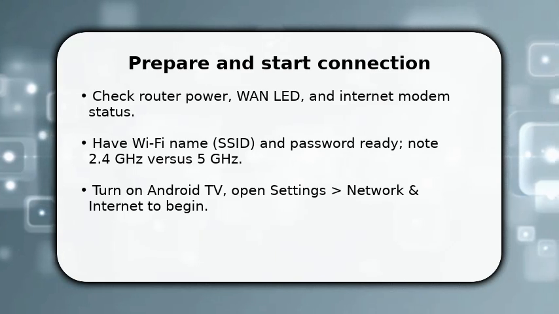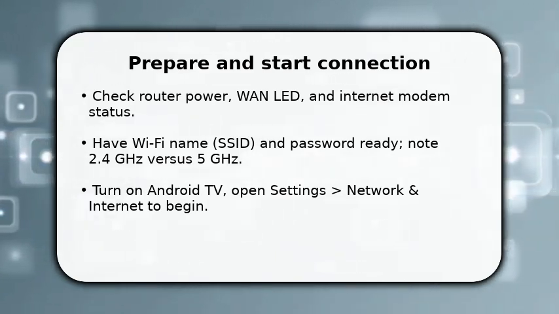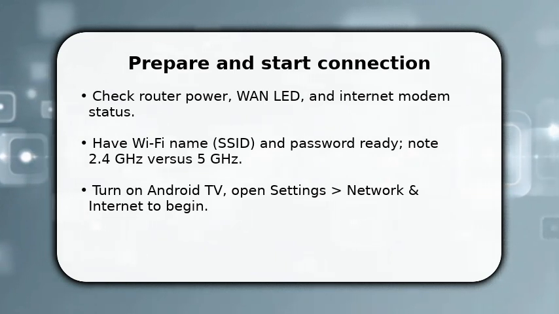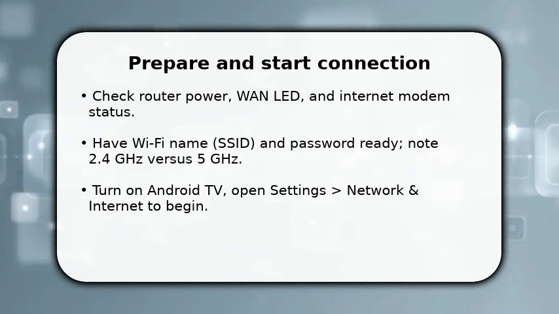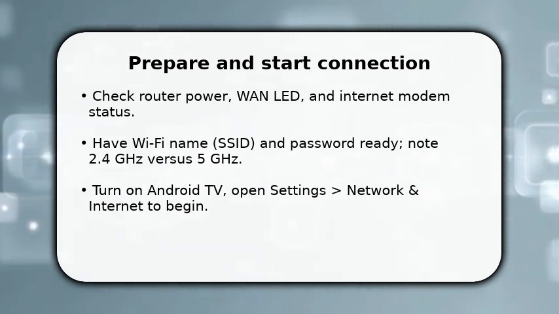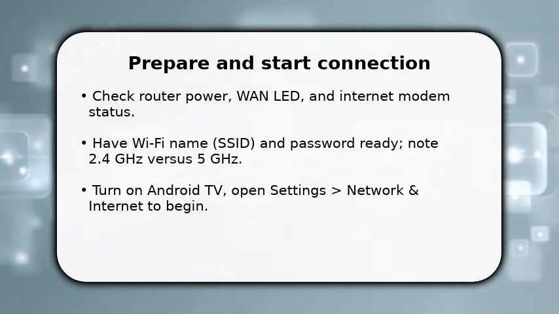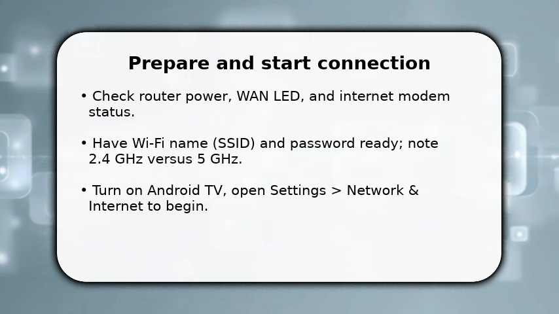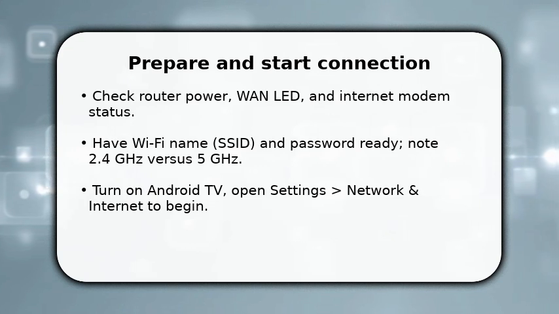Enjoy the video. You begin by verifying prerequisites. Ensure your router and modem are powered and online so the TV can reach the internet. Once done, you should know the Wi-Fi SSID and password and whether you prefer 2.4 GHz for range or 5 GHz for speed. Now, power on your Android TV and go directly to Settings, then Network and Internet. This starts the connection flow.